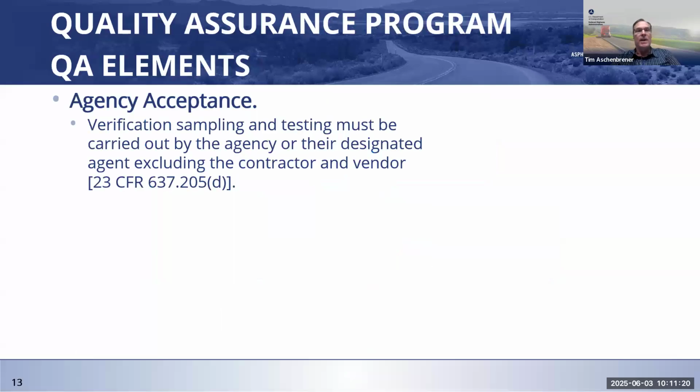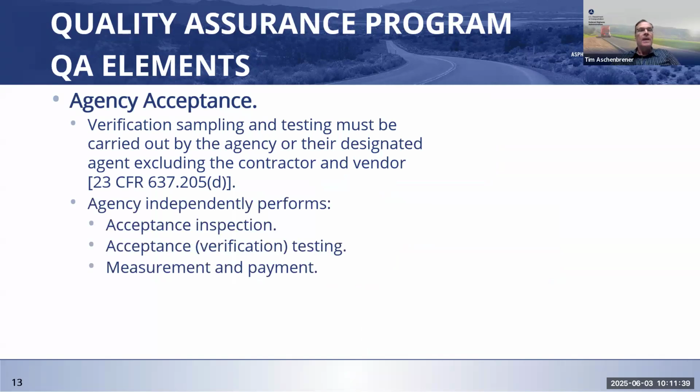So we'll start with agency acceptance, often called verification sampling and testing. This is defined in our Code of Federal Regulations, and it needs to be carried out by the agency or the agency's designated agent, which is another word for our consultant. And the agency needs to independently perform inspection and acceptance testing, or what we sometimes call verification testing. And ultimately, the agency is the one responsible for measurement and payment. Only the agency makes that determination.